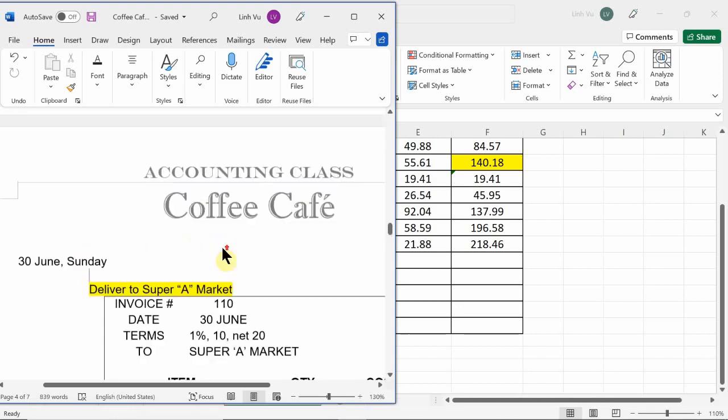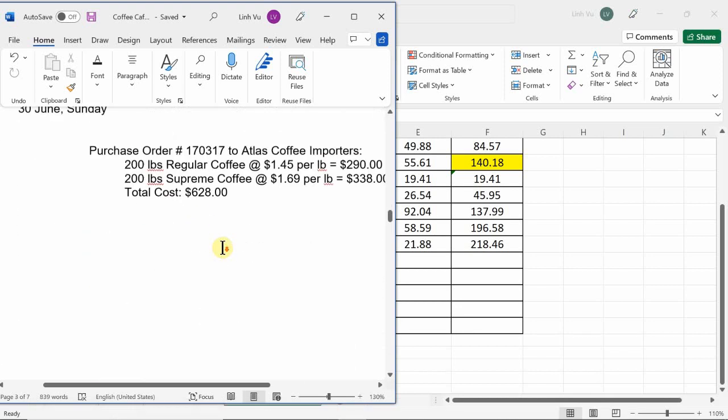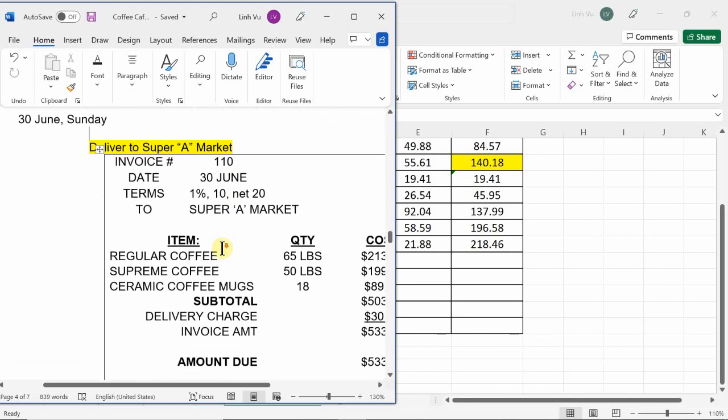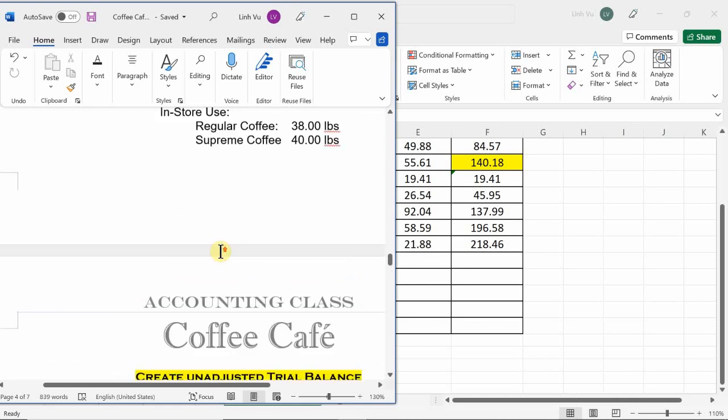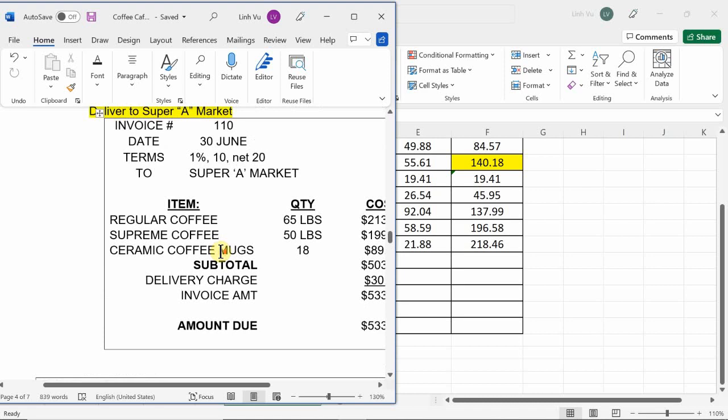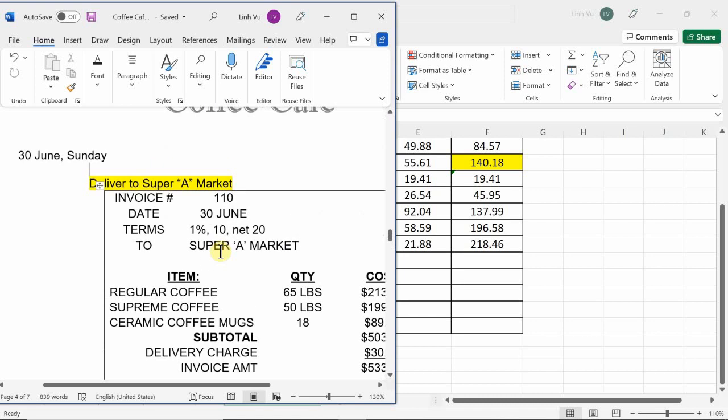Right? So this is where we left off. We have finished our purchase order, so we only have 2 more transactions for the rest of this scenario here, and we can go ahead and do the adjusted trial balance afterwards, okay? So let's see what this is.